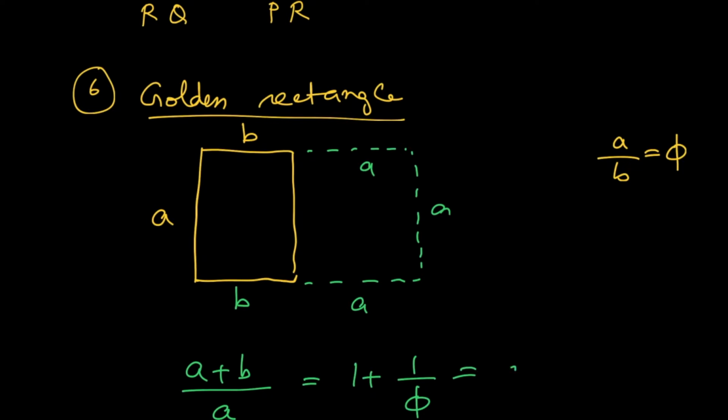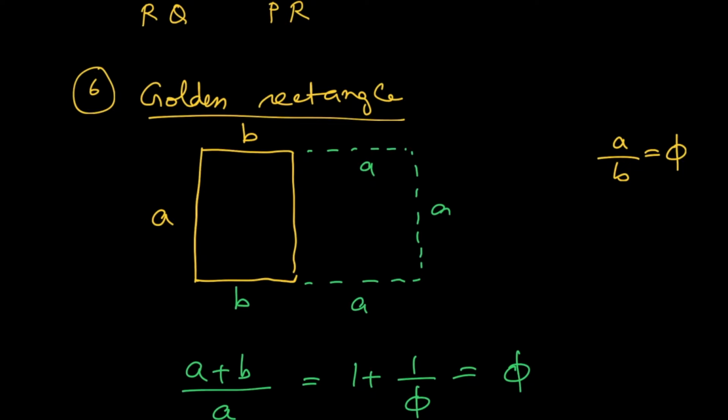This is again phi. So the interesting property is that you take a golden rectangle, which is a rectangle whose sides are in the ratio of the golden ratio, and then you place a square adjacent to it, thus forming another rectangle. Now the new rectangle formed will also be another golden rectangle, and you can keep doing this process repeatedly.